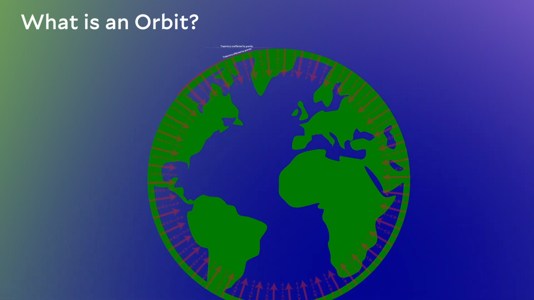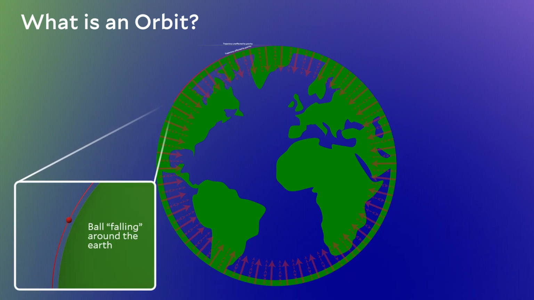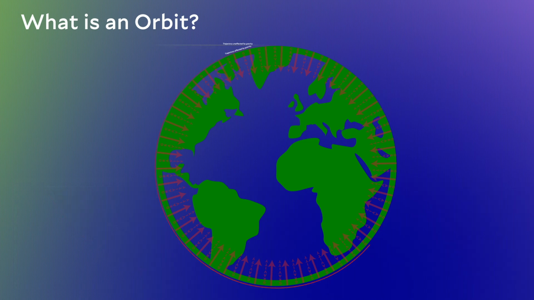And there must be some horizontal speed where the ball keeps falling, gravity keeps pulling, but because the Earth is curved, the ball keeps missing the surface. At this special speed, the ball continues all the way around the Earth and will boot me in the back of the head. This, my friends, is a definition of an orbit.